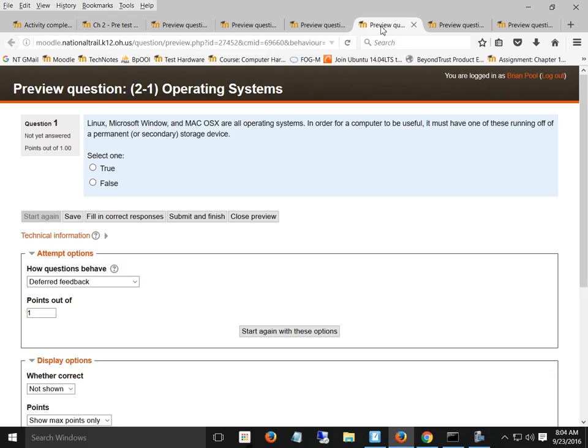If it was on a primary storage device, what happens to primary storage when you remove power? It's gone, right? Remember primary storage is RAM and cache memory. Secondary storage or permanent storage is hard drives, CD-ROMs, flash drives, all those things. The OS has to be on one of those, yes.